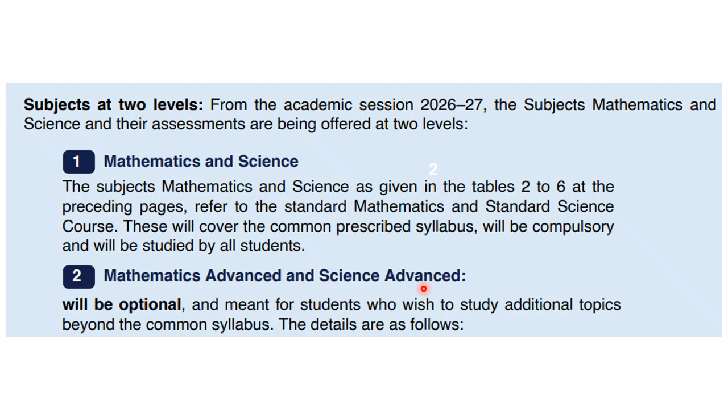Mathematics advanced and science advanced. That is optional. Very, very important one. Don't get tensed. You'd say no, it's optional. Advanced is optional and meant for students who wish to study additional topics beyond the common syllabus. So how will it be? Let us see. Before that, the common prescribed syllabus is compulsory for all students. Okay. And the advanced level, those who wish. Clear? Let us see the details.